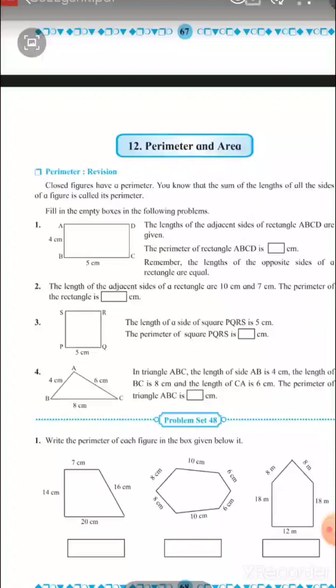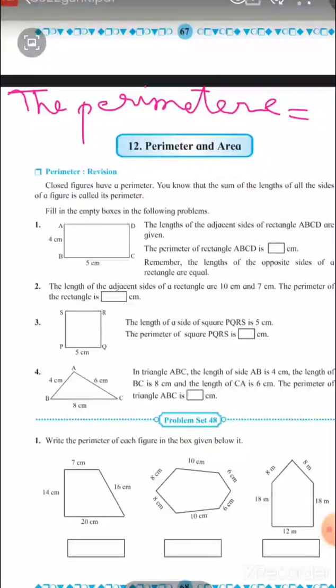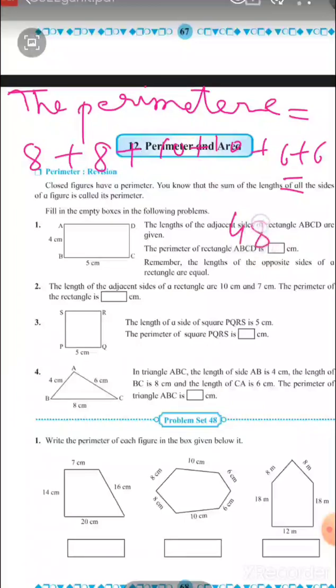Here in total there are 6 sides. So we will write the perimeter is equal to, write all the sides' measurements, 8 plus 8 plus 10 plus 10 plus 6 plus 6 is equal to 8 plus 8, 16, 16 plus 10, 26, 26 plus 10, 36, 36 plus 6, 42, and 42 plus 6 is 48 centimeter. So the answer is 48 centimeter.